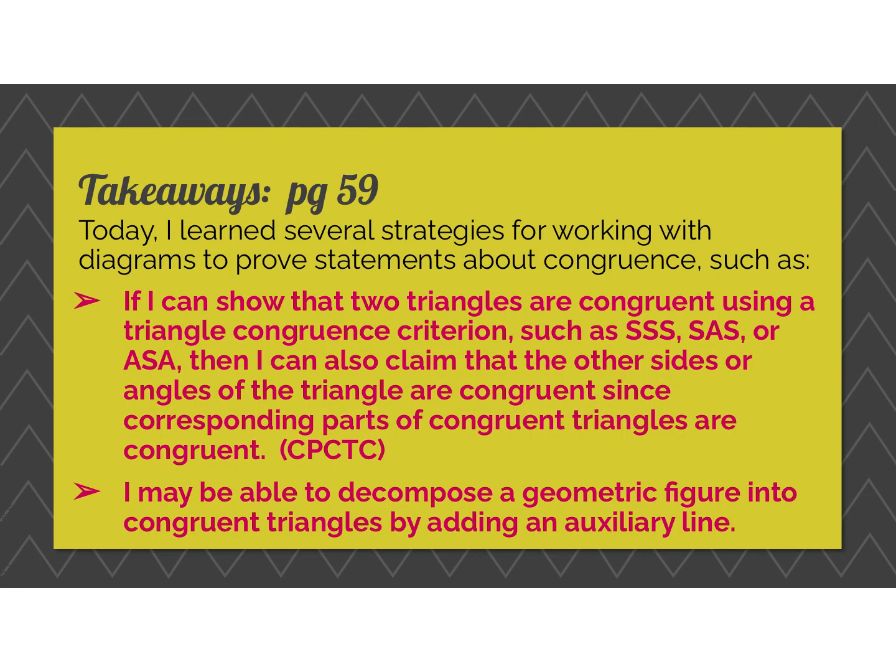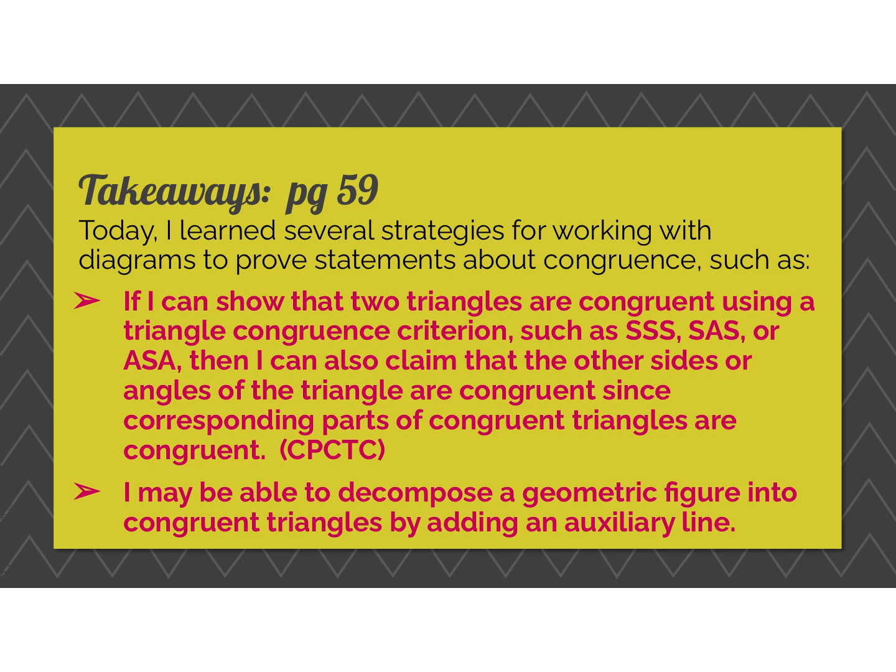All right, so a combination of yesterday and today, these are the takeaways. So turn to page 59. It says, today I learned several strategies for working with diagrams to prove statements about congruency, such as, if I can show two triangles are congruent using either side-side-side, side-angle-side, or angle-side-angle, then I can also claim that the other sides or angles of the triangle are congruent, because corresponding parts of congruent triangles are congruent. So I can take that triangle, move it onto another triangle, and say, yes, these are congruent because they are copy-paste, exactly the same. So the angles are together, and the sides are together. That's what it means by corresponding parts of congruent triangles are congruent.